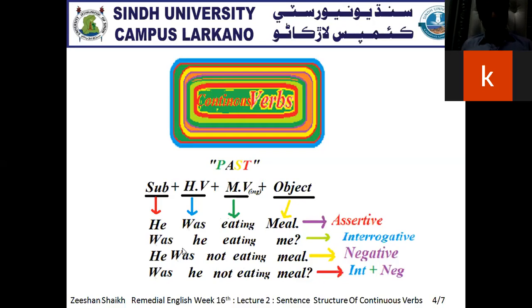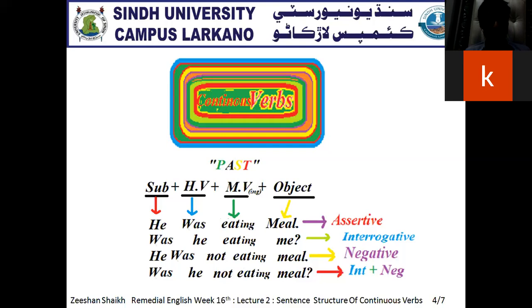Now the second sentence, which is your interrogative. Of course, definitely the helping verb comes first. Was he eating meal? Now this becomes an interrogative sentence. Let me tell you one thing: even if you write the interrogative sentence correctly, but you don't put the question mark at the end of the sentence, this becomes a wrong sentence.